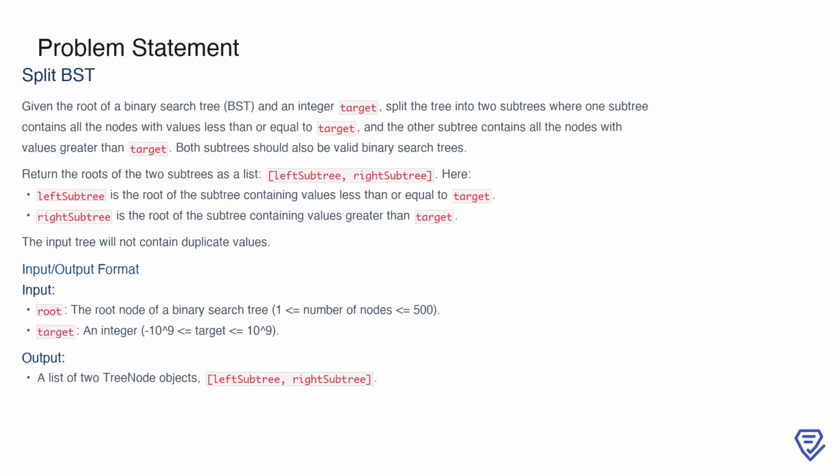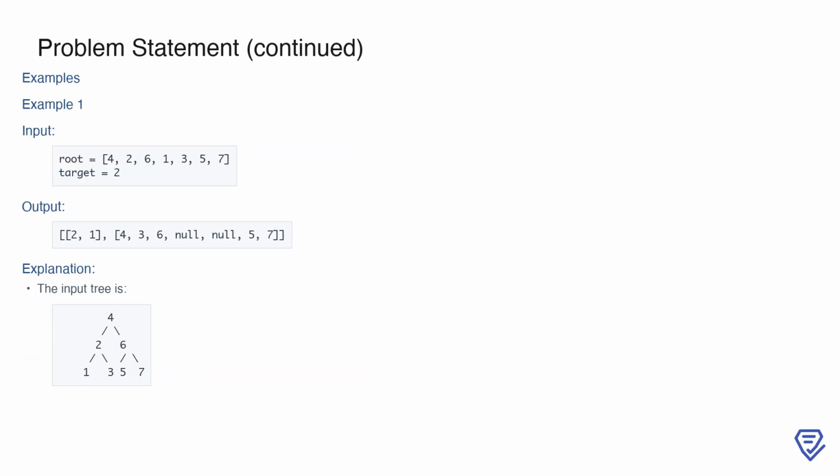The input tree will not contain duplicate values, and the constraints ensure we are working with up to 500 nodes, where node values and the target can range from -10 to the power of 9 to 10 to the power of 9. To help clarify, let's look at an example.